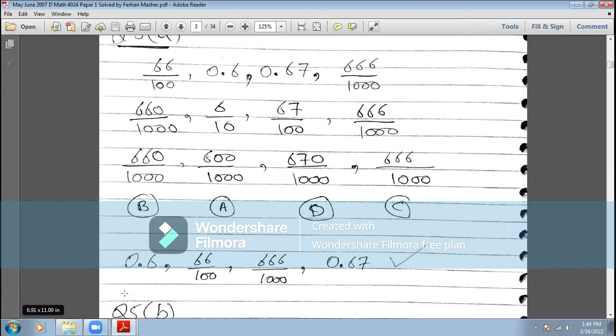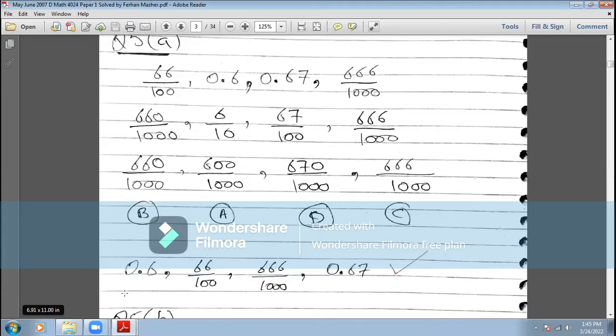Sorry, 666 divided by 1000 will be the C part, third number, and 670 divided by 1000 will be the last one. So I can write the orders, starting from the smallest. The A will be 0.6, the B will be 66 by 100. In the answer, I write the original fractions, I mean. And then the C part will be 666 divided by 1000, and then you will have 0.67. So that is the order.